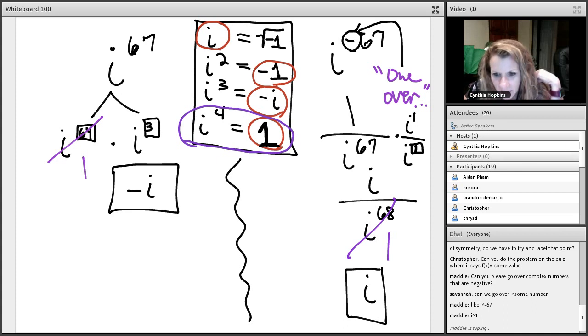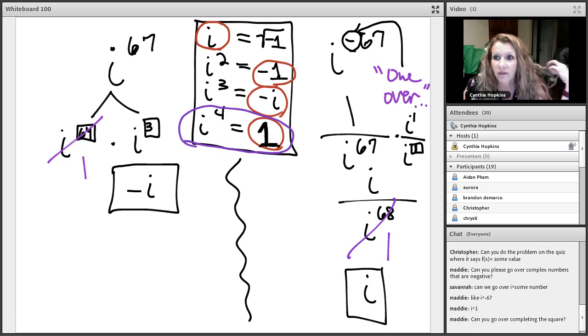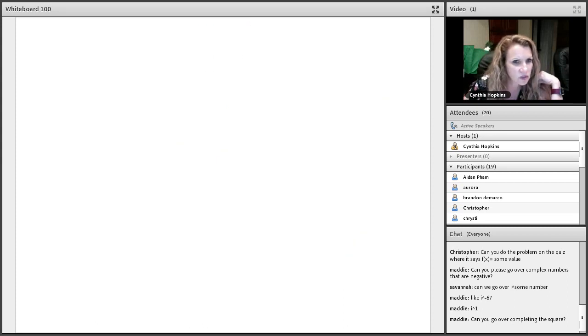All right, Maddie might be typing. We have about 6 minutes left if you guys want anything else done. All right, Maddie's asking to see completing the square. All right, I did do a few problems like that, but let's see. They're going to ask you to solve by completing the square. So let me find an example for you.